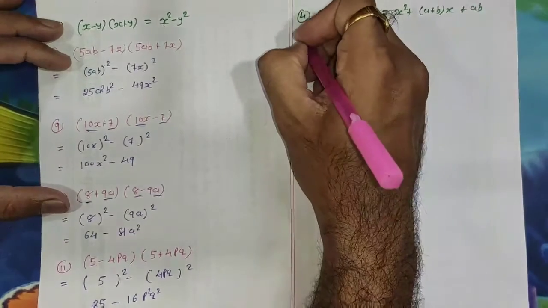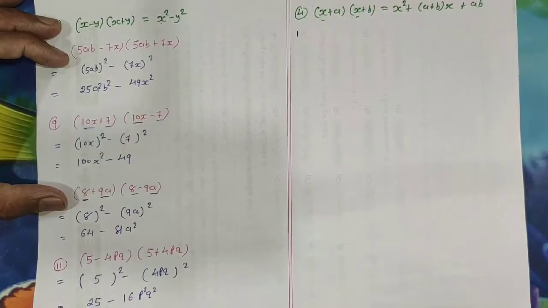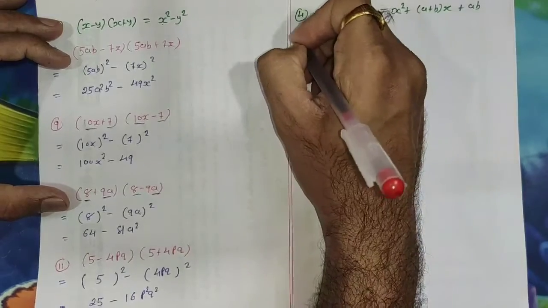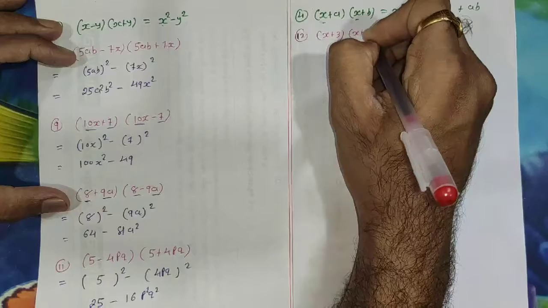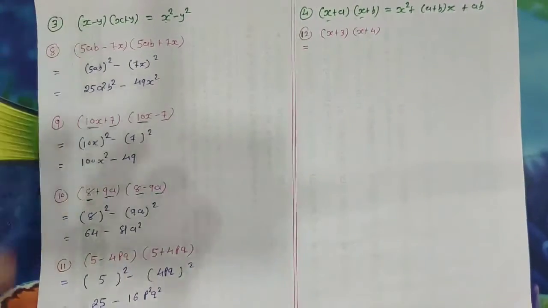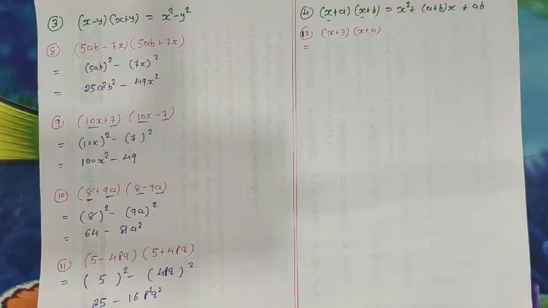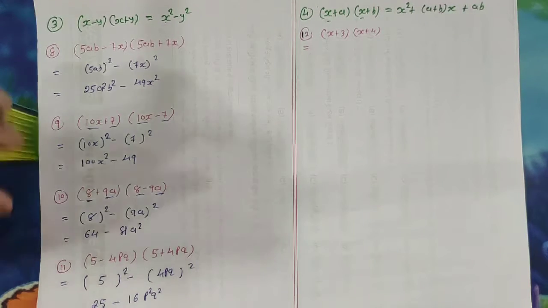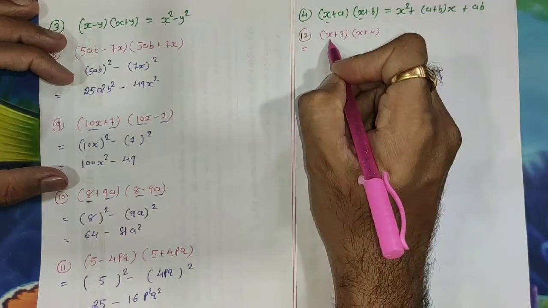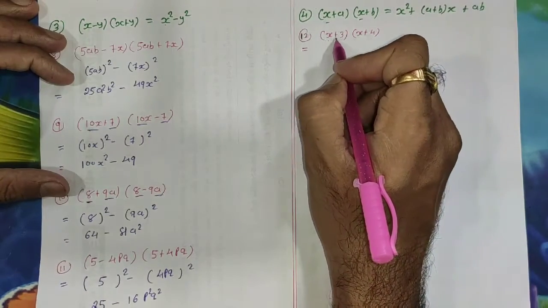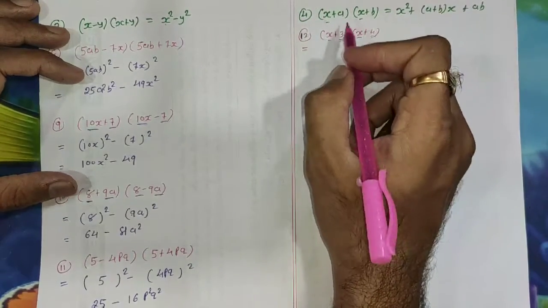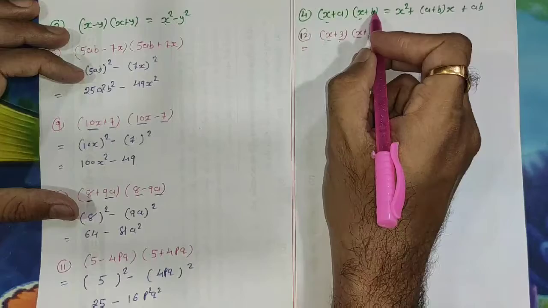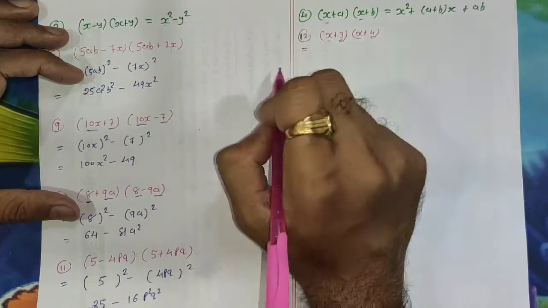Suppose we are given one sum like this, number 12. So here it is like this, (x plus 3) into (x plus 4). All the four identities look like the same. By analyzing the question, you have to identify by yourself which identity is applicable to perform the expansion. So here you can see that it's a binomial with binomial. In this binomial, first terms are equal and second terms are different. So this is the form of the fourth identity. Here you can take a equal to 3 and b equal to 4.